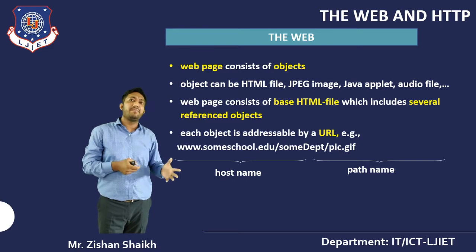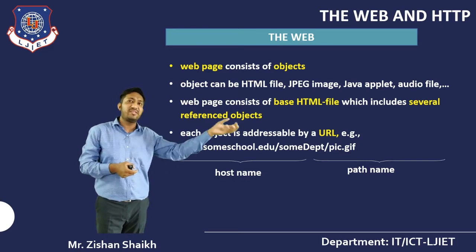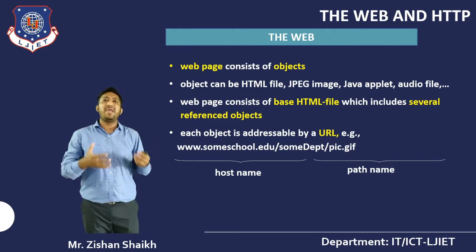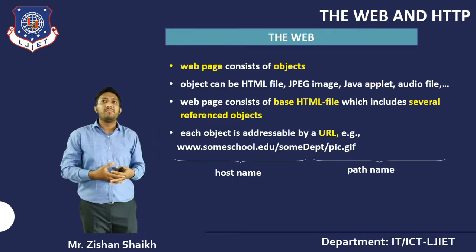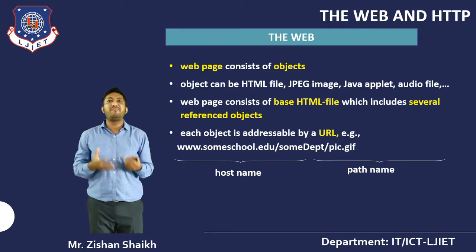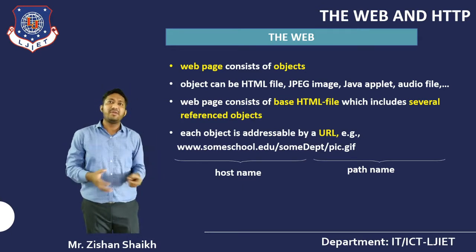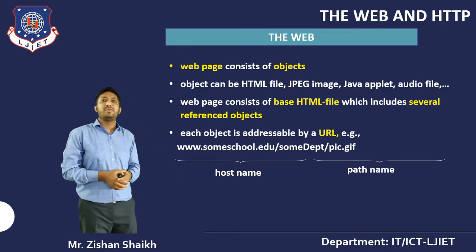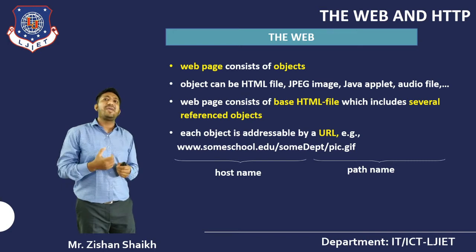And the mechanism behind accessing those objects is our HTTP. So HTTP and web always come together. Without the combination of web and HTTP, we cannot access those types of data. So let's understand this example of our web. How can we access the web?